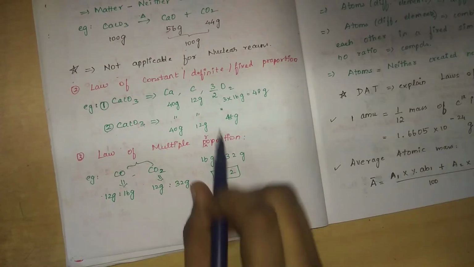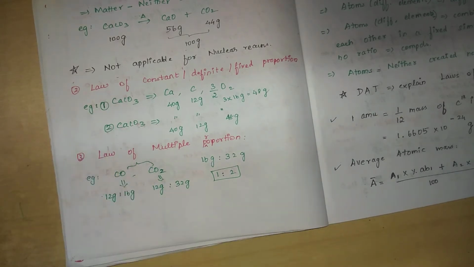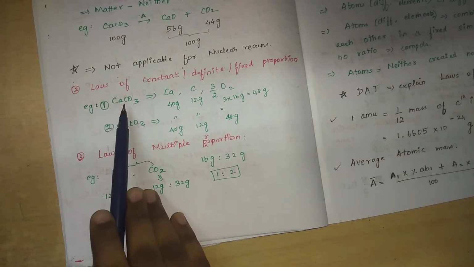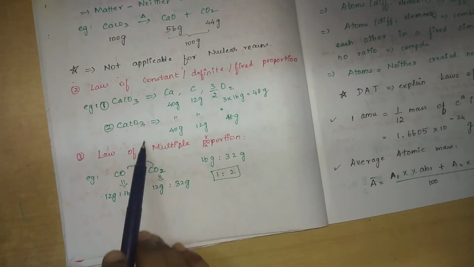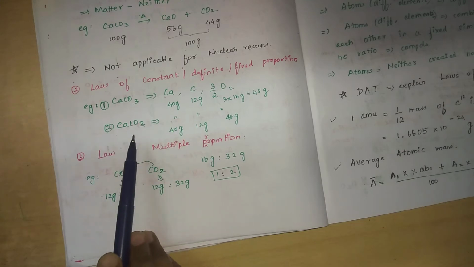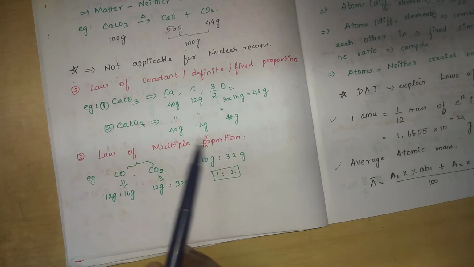Law of constant or definite or fixed proportion. You take an example. First, the definition: it states that in a compound, the same elements are present in a fixed proportion. I have taken 2 compounds. It has calcium, carbon, oxygen as their constituents. In a compound, the same elements are present in a fixed proportion by their weight, irrespective of any factor.